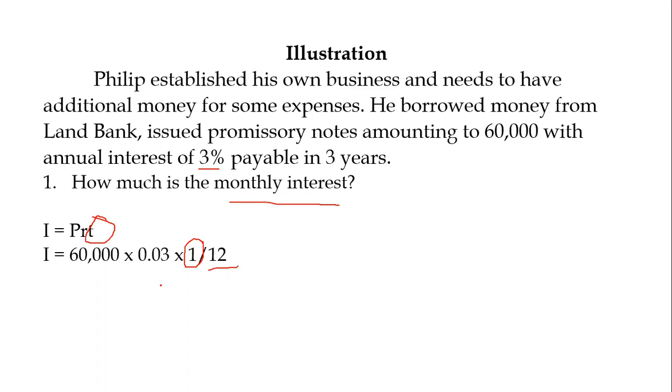Now, let's compute. 60,000 times 3% or 0.03 is equal to 1,800 times 1 divided by 12 is equal to 150. So the correct answer for this question is 150, the monthly interest of Philip's loan kung ang kanyang utang ay 60,000 with 3% interest. Alright? So, 150 pesos ang kanyang monthly interest. Okay, let's proceed to number 2 question.